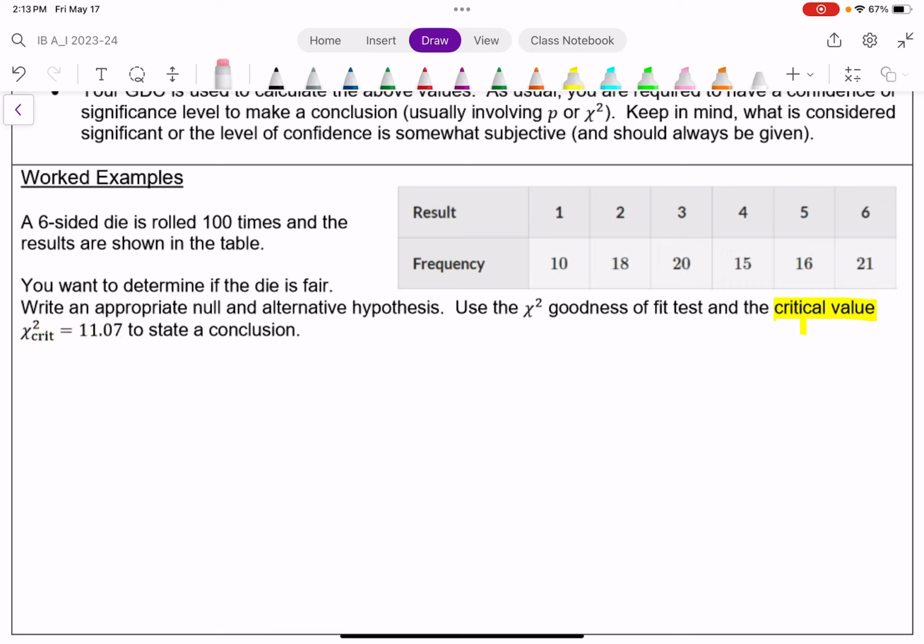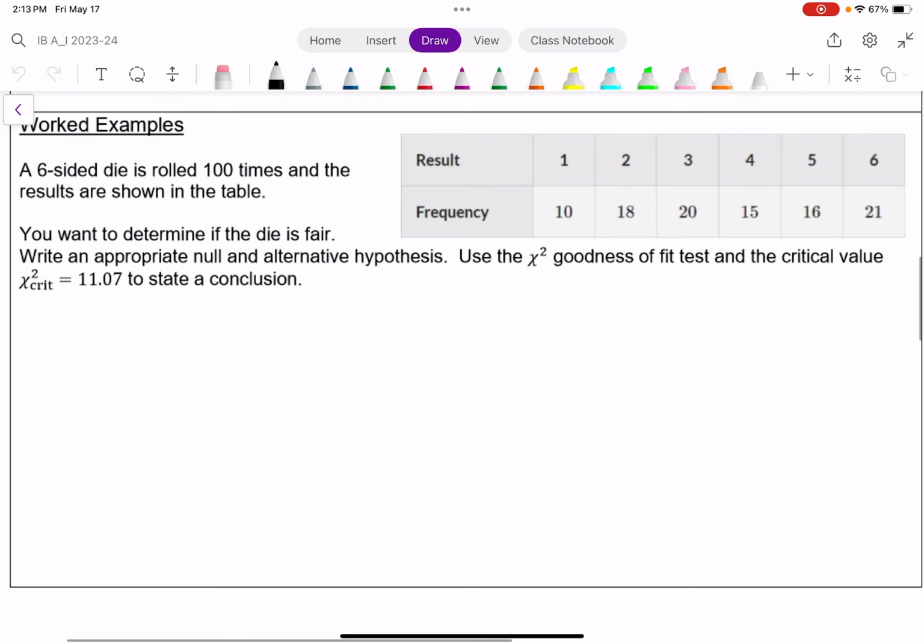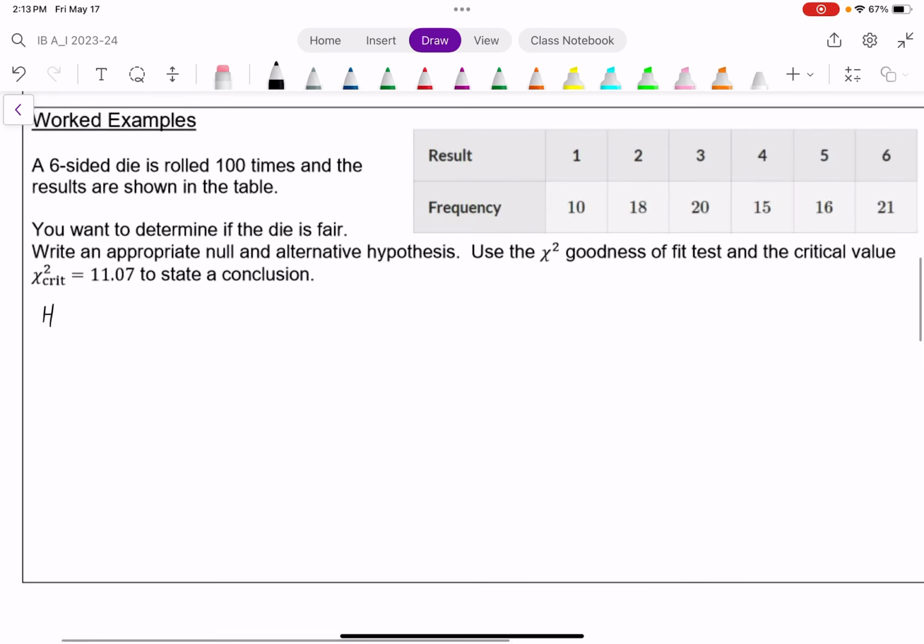So first, let's make our hypotheses, which are the null hypothesis and the alternative hypothesis. So the null hypothesis is the default position, where in this case, the die is fair.